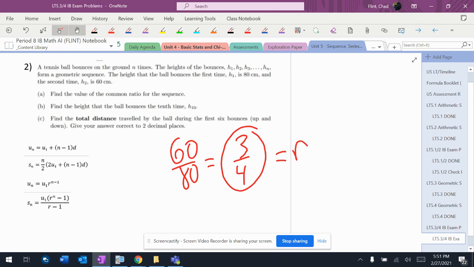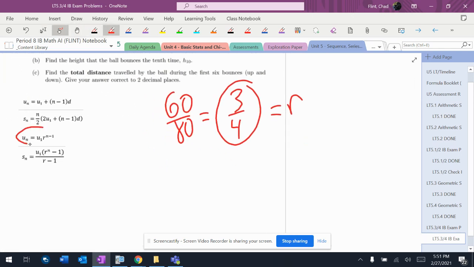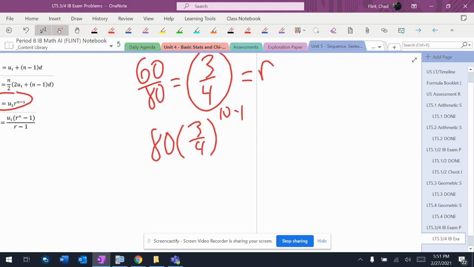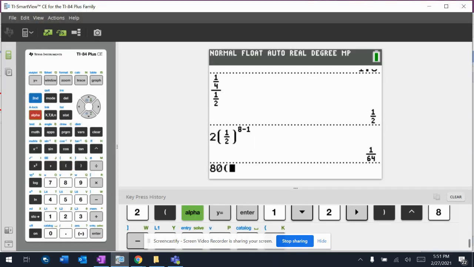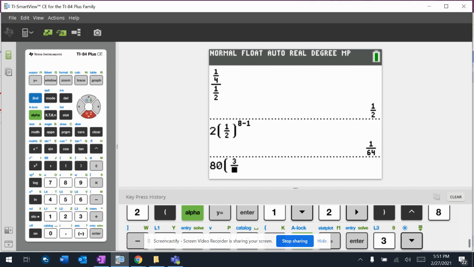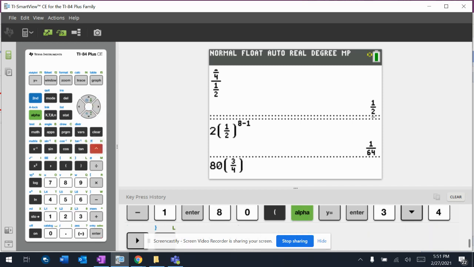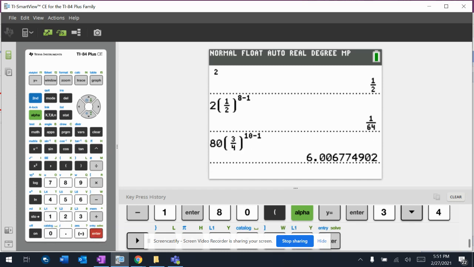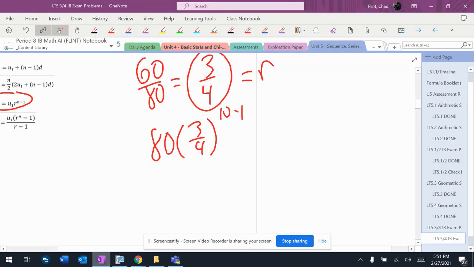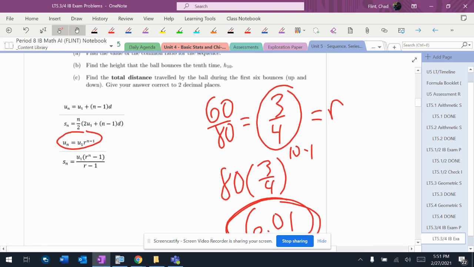It says find the height it bounces on the 10th time. So let's circle the formula, it's that one. So let's see, U1 is 80, so it's 80 times 3/4 to the 10 minus 1. 80 times 3/4 to the 9 is 6.006, which is 6.01, rounded to 3 significant figures, because remember, the 6 is significant, so the 0 has to also be significant. There's how high it bounces the 10th time.